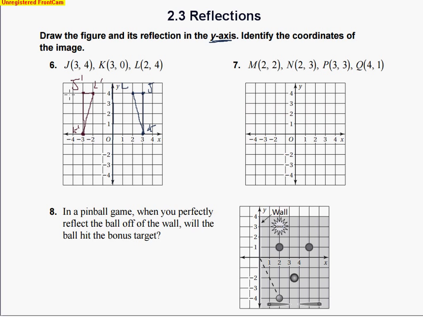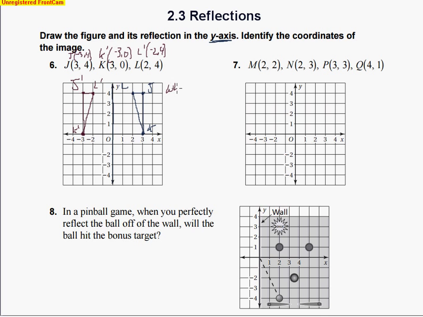So this time looking at the points, let's take a look at what J is. J now is negative 3, positive 4. And when I look at K prime, it is negative 3, 0. And L prime, well, that one is 2 spaces to the left and 4 spaces up, so negative 2, 4. So what I see this time is that the x value changes, the y value remains the same.